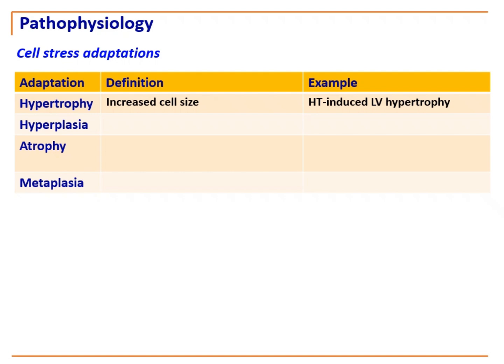Hyperplasia. So this is where you get an increase in the cell number. Okay, so that might be due to prostate enlargement, so benign prostatic hyperplasia, but also in a variety of cervical cancers and warts as well. So, cervical warts, you get an increase in cell number.